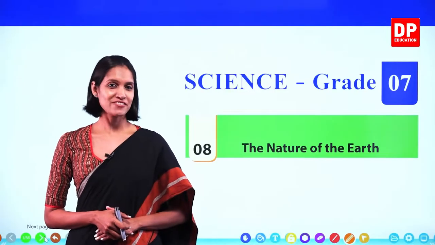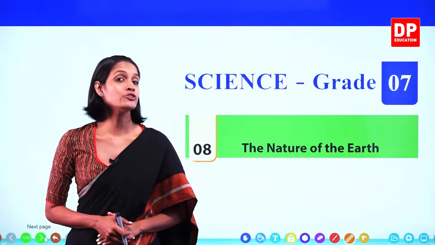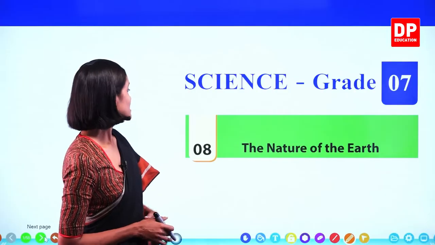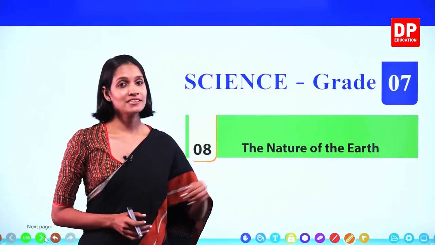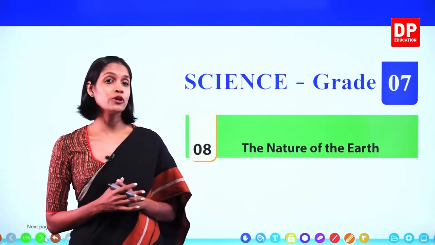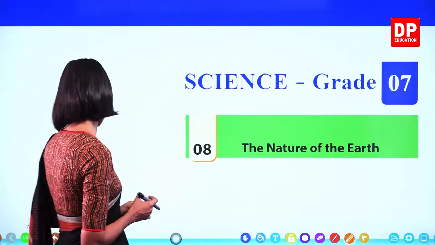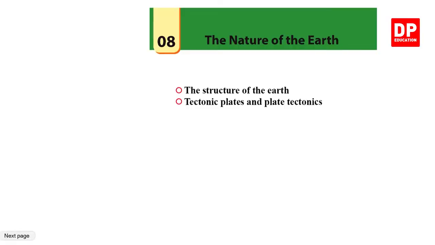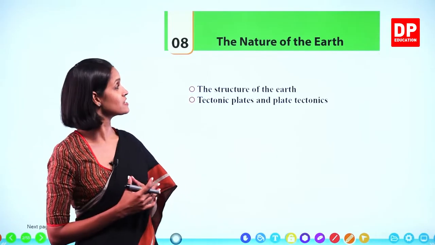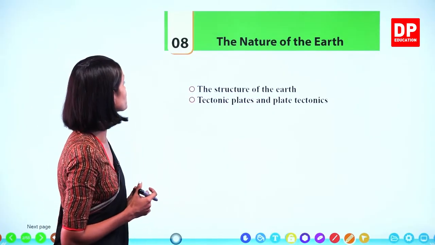Hello, dear grade 7 children. Today we are going to learn the 8th lesson of the science textbook, that is, the nature of the earth. Now, what are the topics that we are going to learn under this lesson, children? Let's see. This lesson is going to be a very interesting lesson because you are going to learn about many new things under this lesson.